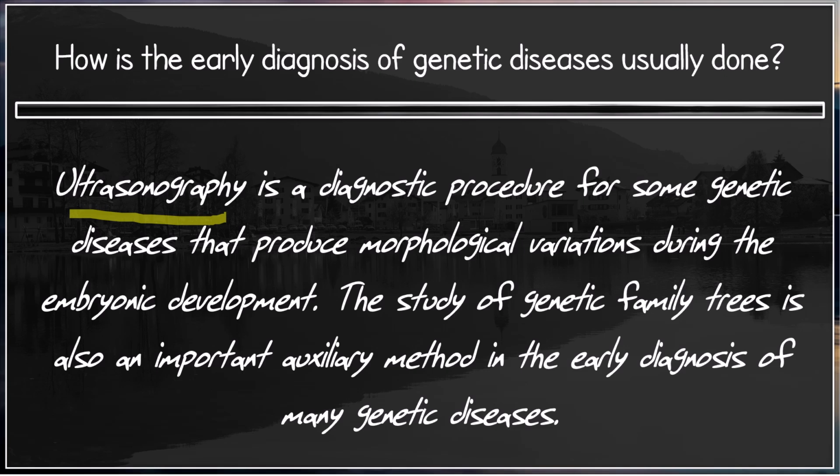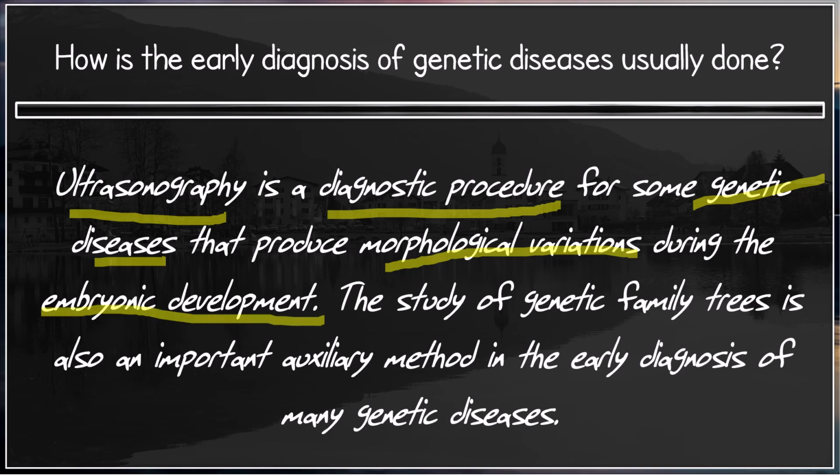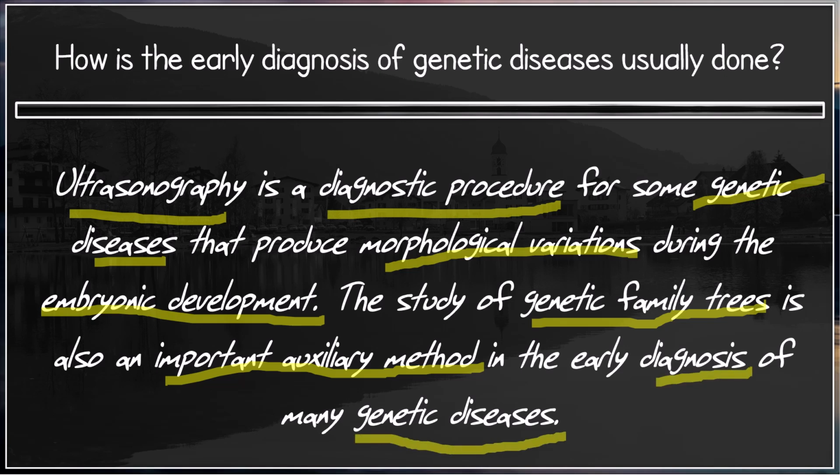Ultrasonography is the diagnostic procedure for some genetic diseases that produce morphological variation during embryonic development. The study of genetic family trees is an important auxiliary method in the early diagnosis of many genetic diseases.